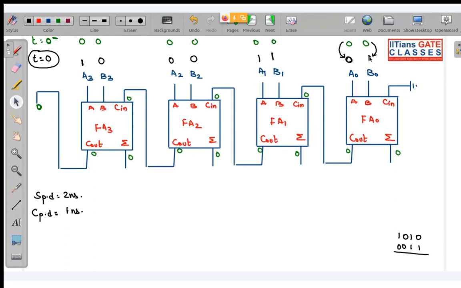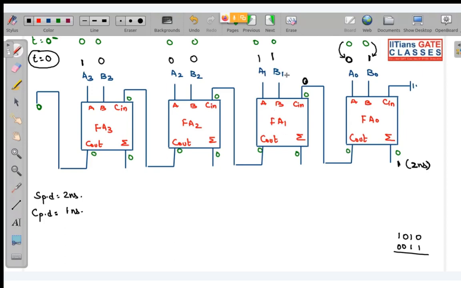As there is a transition in one of the inputs, what will happen? This sum, if you add 0 plus 1, will become 1, but after how many nanoseconds? After 2 nanoseconds, because the sum propagation delay is 2 nanoseconds, and for this sum to change from 0 to 1 we will require 2 nanoseconds. But look at the C out. Initially it was 0. When I add 0 plus 1, there will be no generation of carry. Initially at t equal to 0 minus this was 0, and still this is 0. This 0 was present from 0 minus and there is no transition.